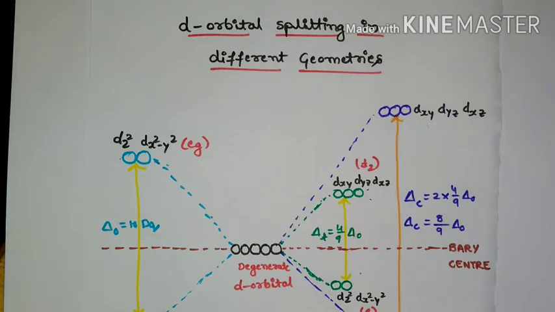Hi students, today I am going to discuss d orbital splitting in different geometries. As we know, d orbitals are degenerate. Whenever there is approach of ligand towards metal, this degenerate d orbital will split according to the geometry attained by the metal. So now we will see how d orbital will split in different geometries.